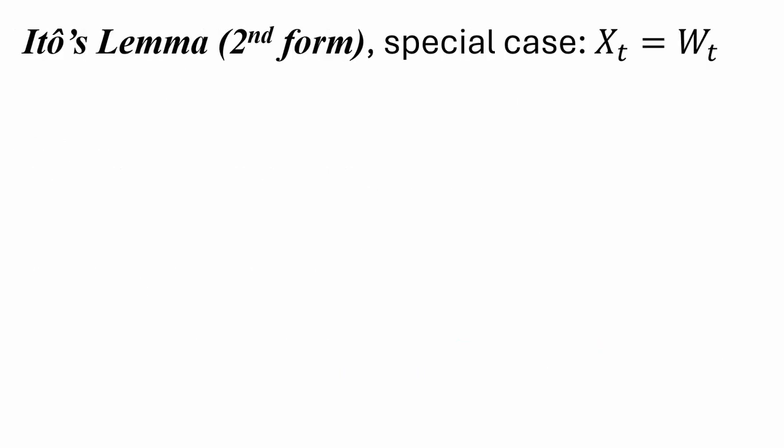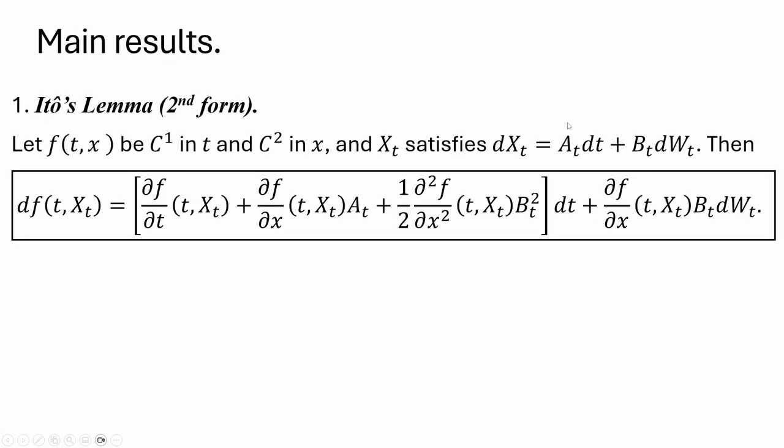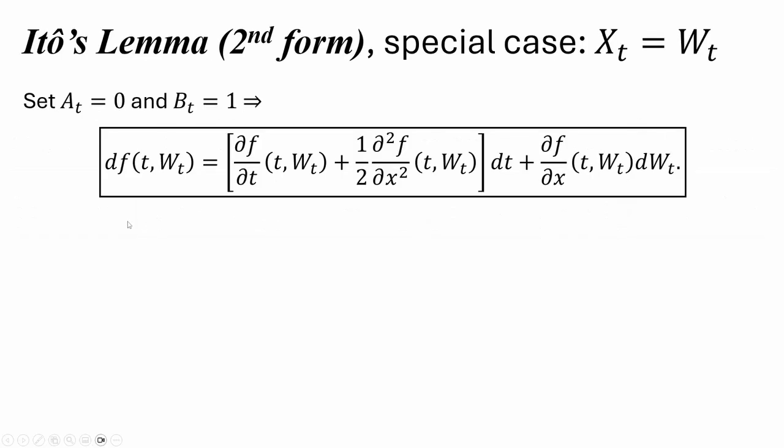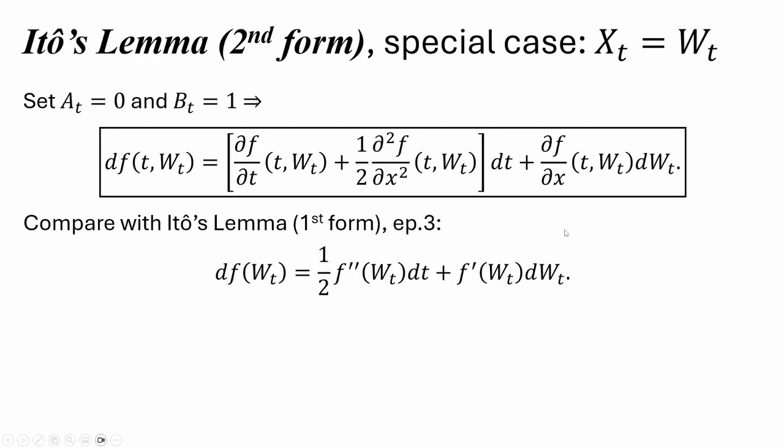Let's look at a special case where x_t equals W_t. This is equivalent to setting a_t to be 0 and b_t to be 1, and it simplifies to the following. We can compare this with the first form of the Ito's lemma in episode 3. In episode 3, f is a single variable function of the Brownian motion. Compared with above, only the partial derivative with respect to t is missing, which is totally expected.